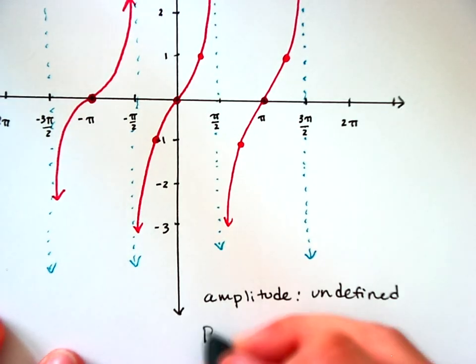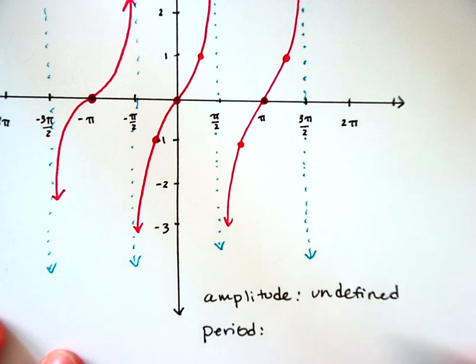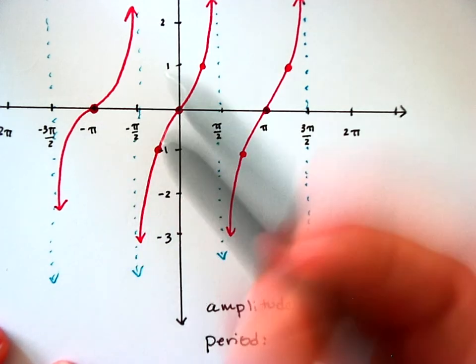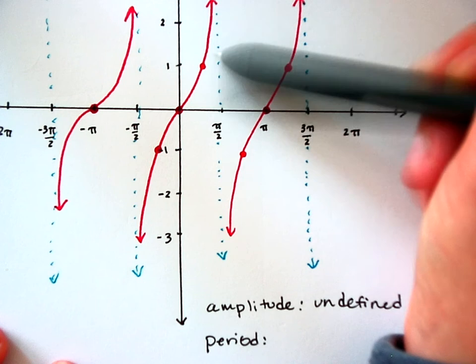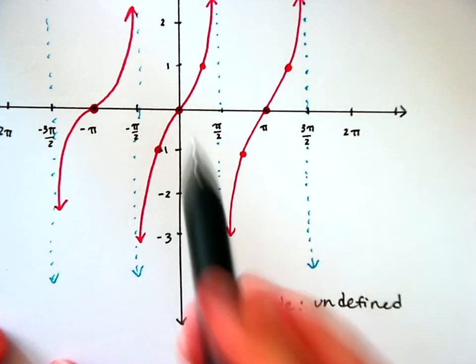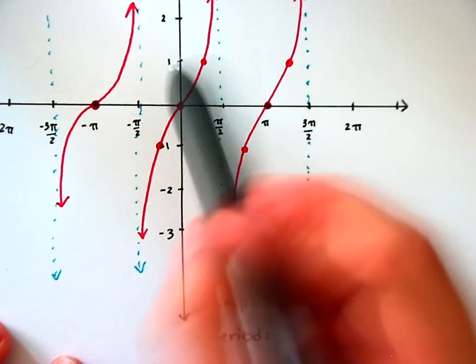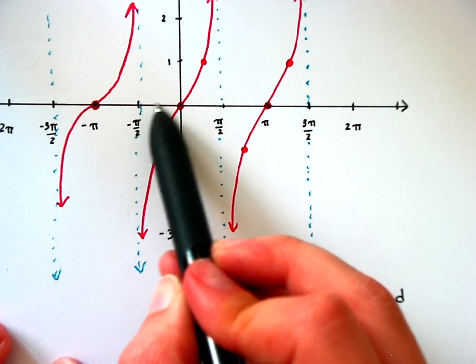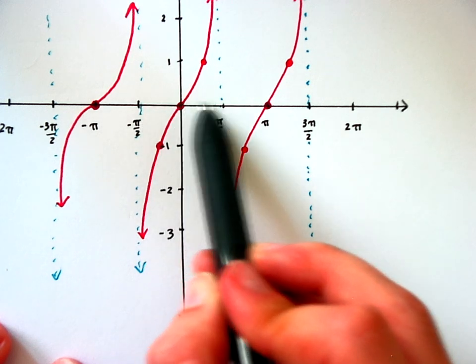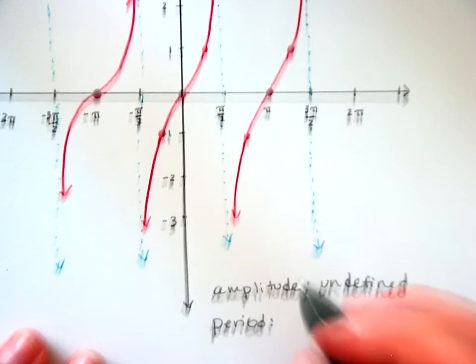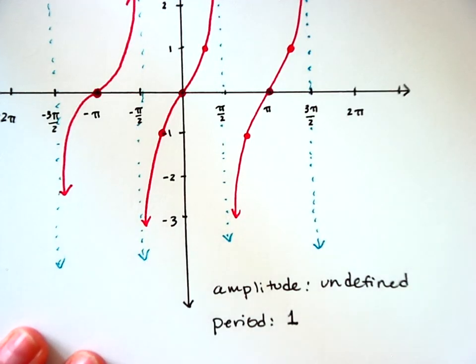And then our period, how long do we have to go on our x-axis to create a full cycle? Well, from one asymptote to the next, the distance is pi. So it's actually half of the period of sine and cosine. So see, if I started at negative pi over 2, then if I were to move over, that's pi over 2 and another pi over 2. Well, 1/2 plus 1/2 equals 1. So your period is pi for tangent.